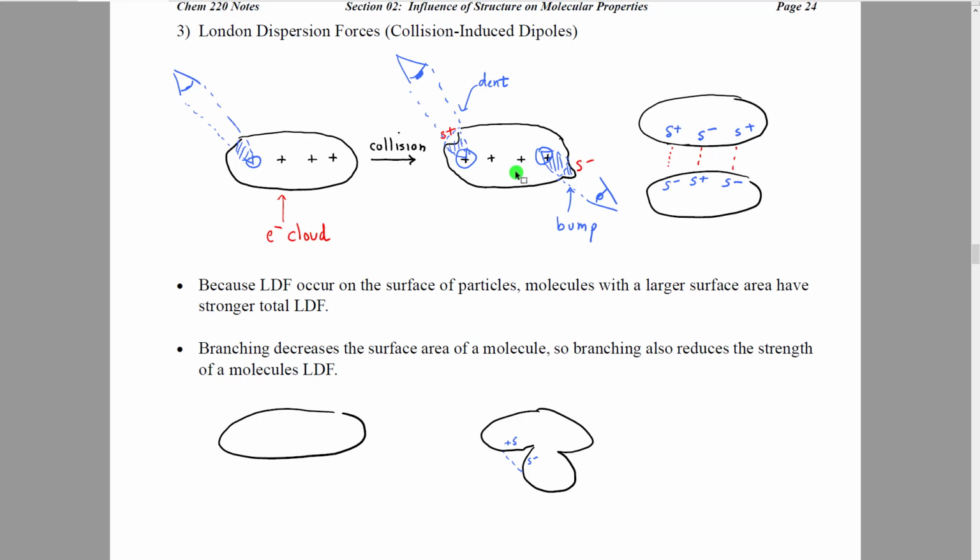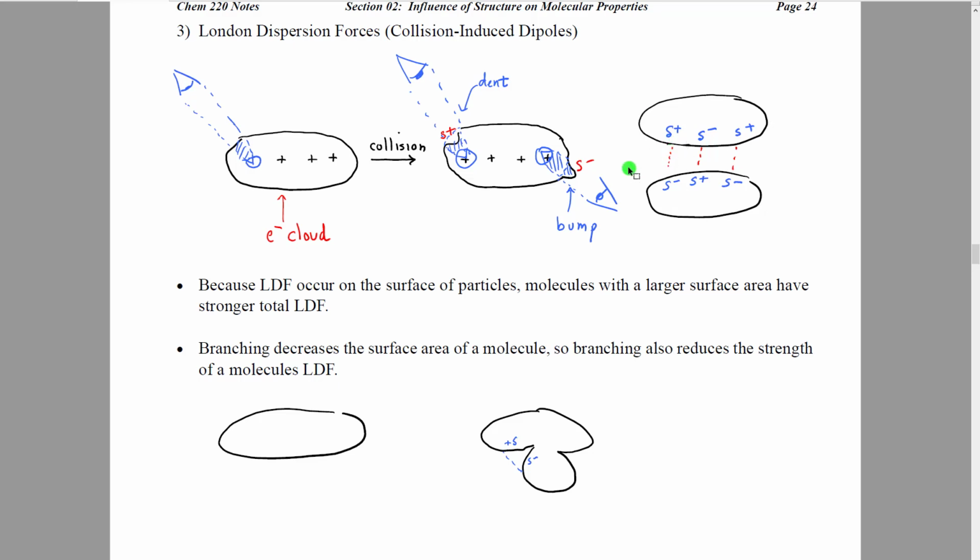In fact, I don't know if any of you have ever seen one of these pickles, like you get at a deli or something. You pull the pickle out, and the pickle is sort of this shape, but it has all these bumps all over the surface. That's actually what the electron cloud kind of looks like. It's sort of this general shape, but then there's all these bumps and holes all over the surface. And those bumps and holes are going to cause us to have partial positives and partial negatives all over the surface of the molecule.